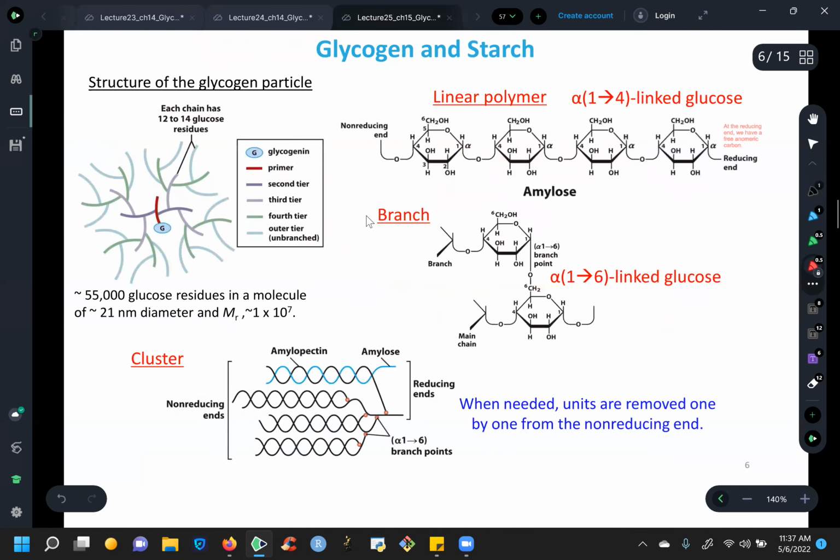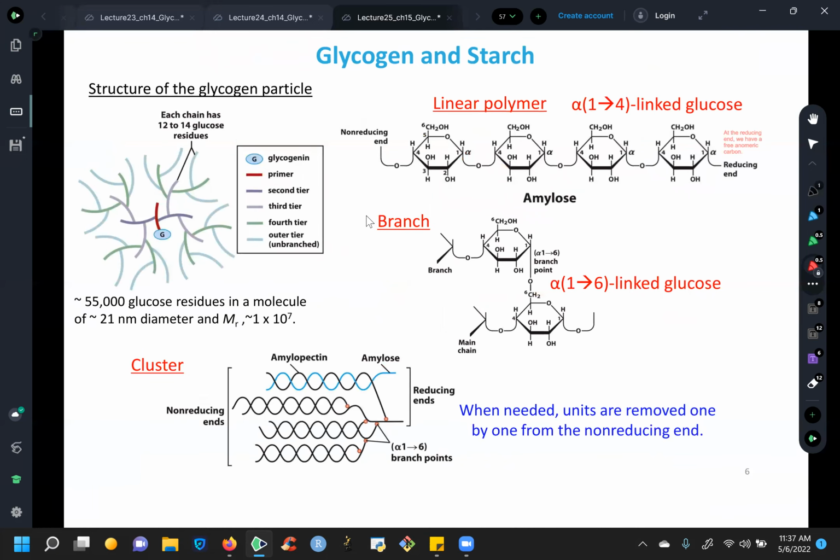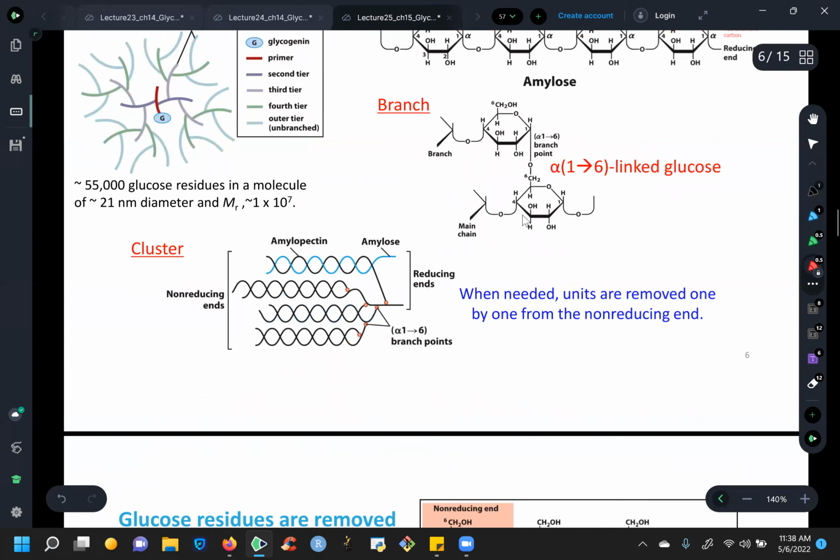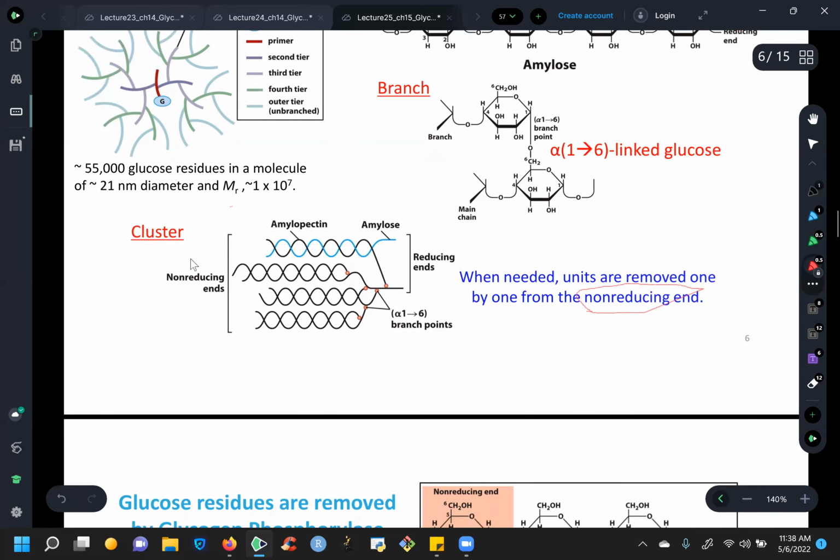Glycogen and starch. Same thing: glycogen is in us and starch is in plants. When needed, units are removed one by one from the non-reducing end. So they might ask you, when you need to remove one of the glucose monomers from glycogen, where does it come from? You take it from the non-reducing end. So that's these right here.